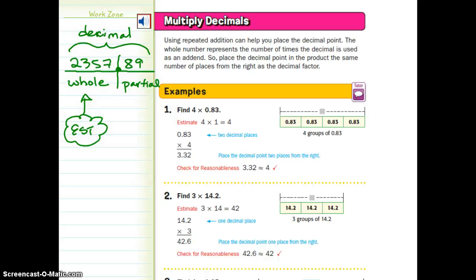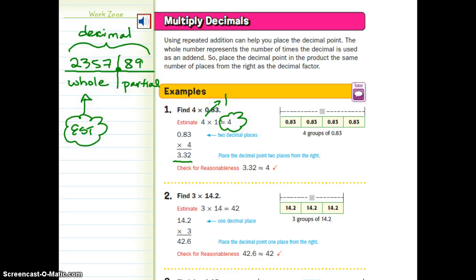So let's look at this problem. In example number 1, we have 4 times 0.83. Well, we know 0.83 is very close to 1, so we've got 4 times 1, which is 4. So we know the whole component of our answer is 1 digit. Now, when we actually compute it, we get 3.32, the 3 being the whole component, and that tells us where to place our decimal.